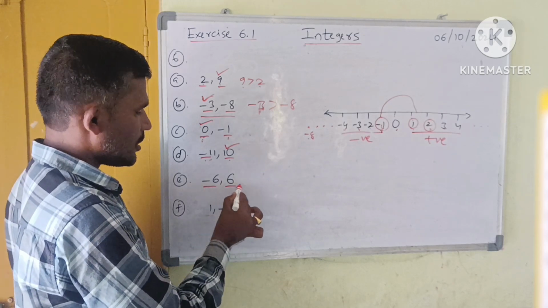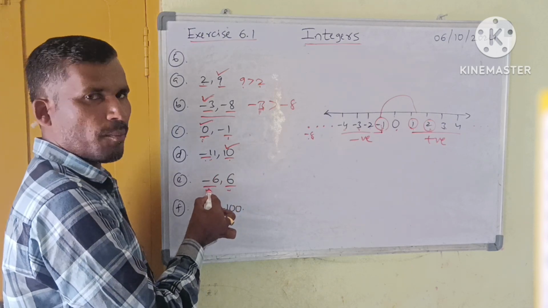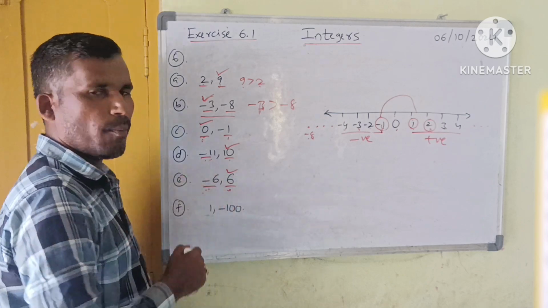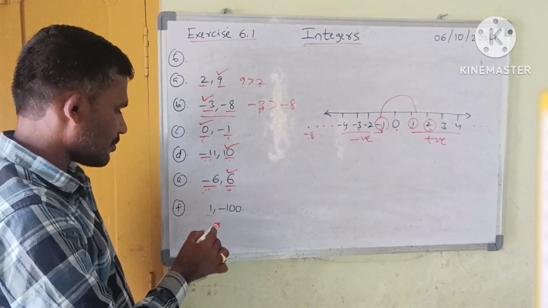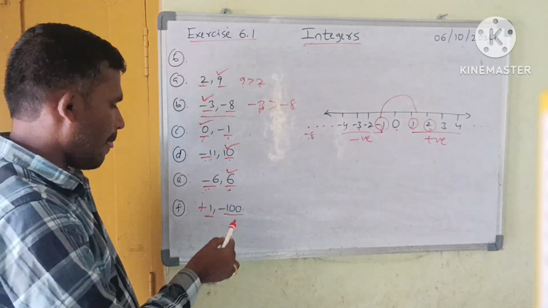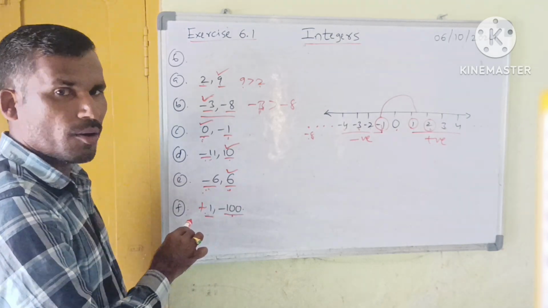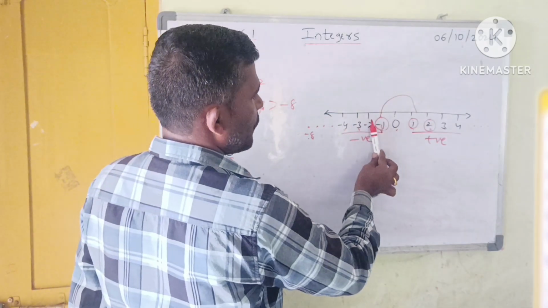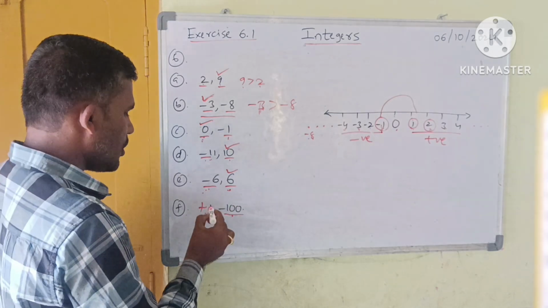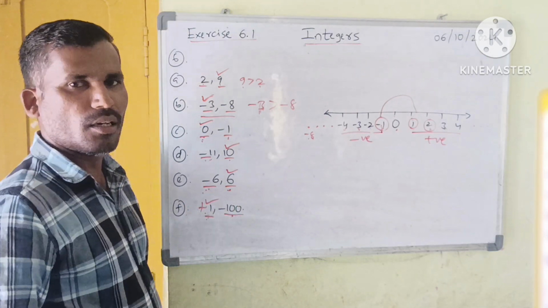Next, -6, 6. Negative, positive. Positive is definitely greater than -6. Whenever greater than, it is only to the right side of -6. Last one, 1, -100. 1 is +1, positive 1. -100 is negative. A negative value is definitely to the left side of the positive value. But asked for the right side, which one is right side only? So therefore +1 or 1 is to the right side of -100.